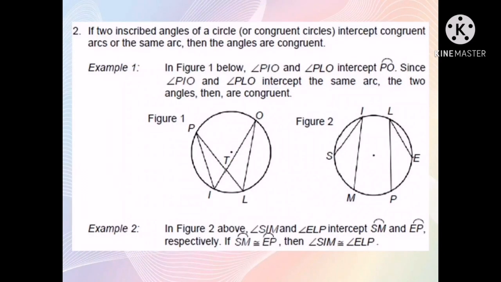Number 2. If two inscribed angles of a circle or congruent circles intercept congruent arcs or the same arc, then the angles are congruent. For example 1, in figure 1 below, we have angle PIO and angle PLO intercept arc PO. Since angle PIO and angle PLO intercept the same arc, the two angles then are congruent. For example number 2, in figure 2 above, we have angle SIM and angle ELP intercept arc SM and arc EP, respectively. If arc SM is congruent to arc EP, then the angle SIM is congruent to angle ELP.